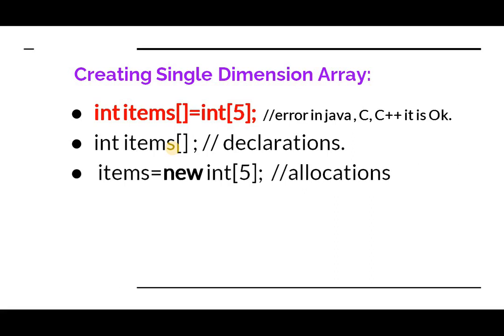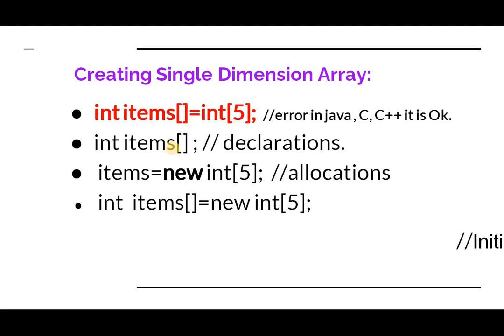Next one is allocation. To allocate, we have to use the new operator, that is items = new int[5]. That means while declaring an array, you have to use the square brackets. Next, while allocating the memory, you have to use the new operator. Whereas these two steps can be implemented in a single step, like int items[] = new int[5]. That means we have both declaration and allocation, which is called initializing an array.